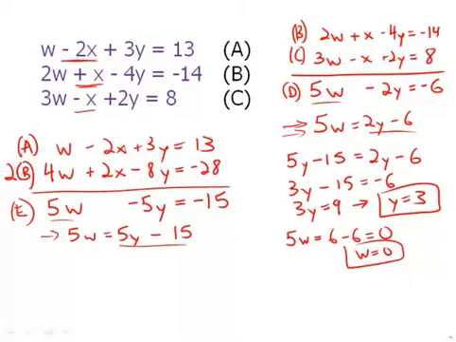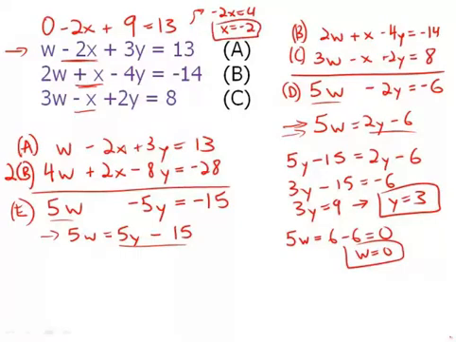I'm almost done, but I need the value of x. So now I actually have to go back to one of the original equations. Let's take the top one, a. W, that's 0, minus 2x plus 3y, so 3 times 3 is 9, equals 13. Subtract 9 from both sides, I get negative 2x equals 4, or x equals negative 2. And those are the three values of the three variables from these equations.